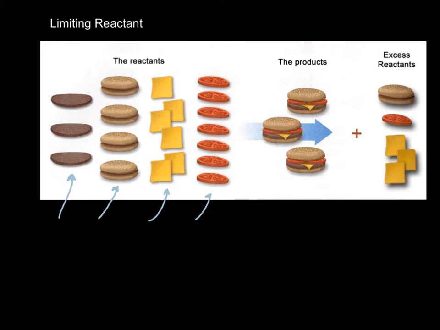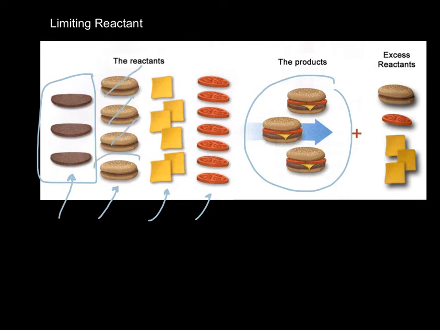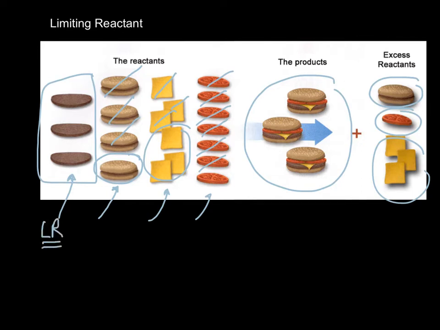Cheeseburgers can I make? Well, I can make 3 cheeseburgers because that's how many hamburger patties I have, and each cheeseburger needs a hamburger patty. So what's left over: I used 3 of these, so I have 1 roll left. I used 3 pieces of cheese, so I have 3 left. And I used 2 tomatoes on each sandwich, so I have 1 tomato left. Okay, so my limiting reactant is the hamburger patties because it limits how many cheeseburgers I can make.